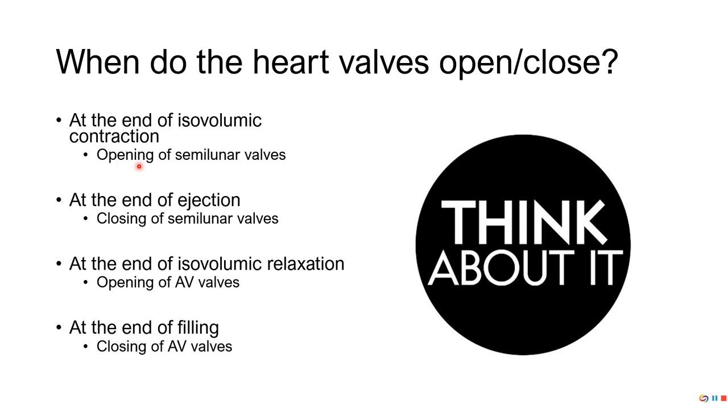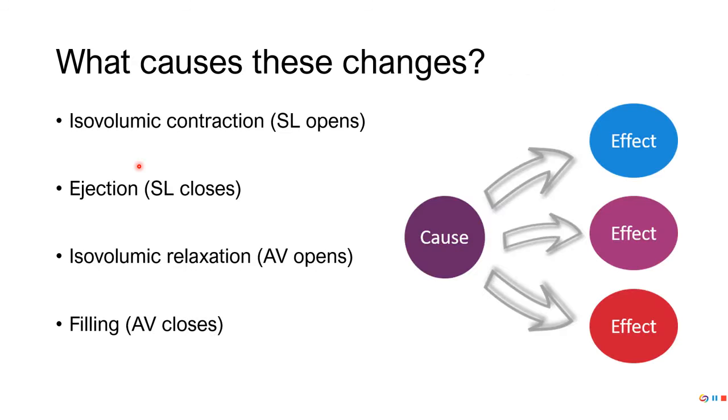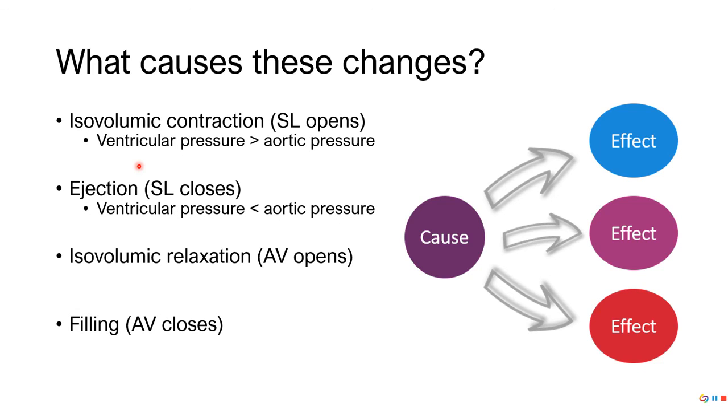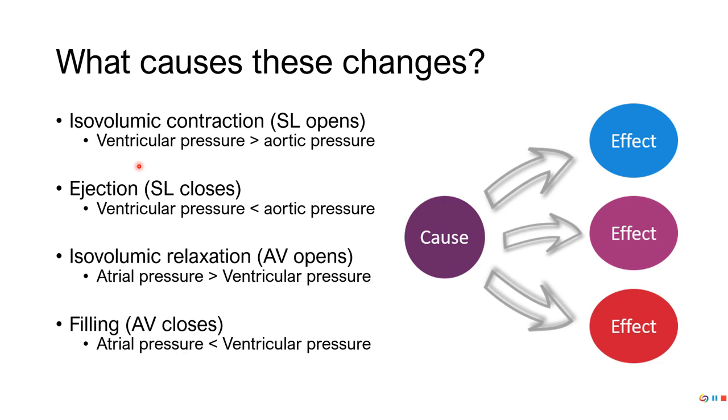So what causes these changes? Okay, so at the end of isovolumic contraction, the semilunar valve opens when ventricular pressure exceeds aortic pressure. They close at the end of ejection when ventricular pressure falls below aortic pressure. During isovolumic relaxation, atrial pressure exceeds ventricular pressure, and at the end of filling, atrial pressure falls below ventricular pressure.